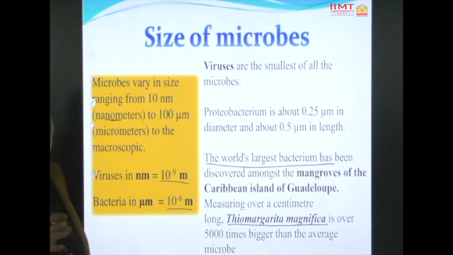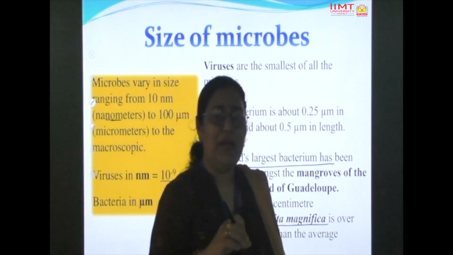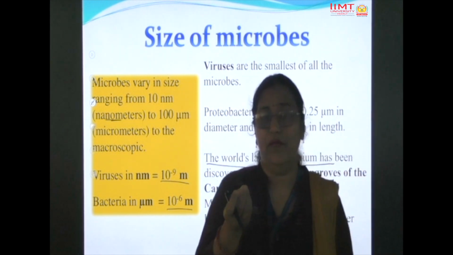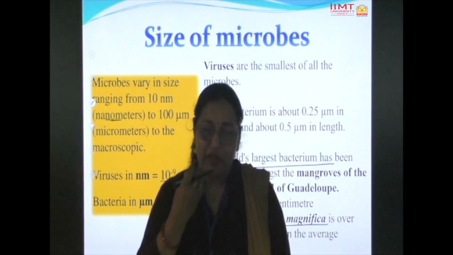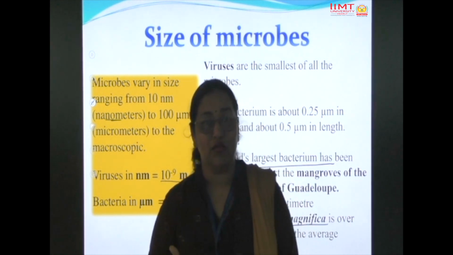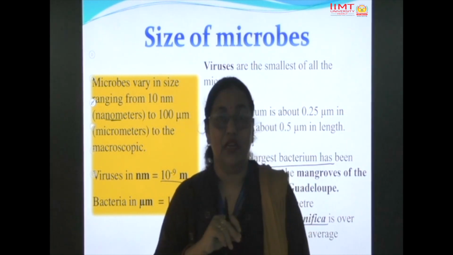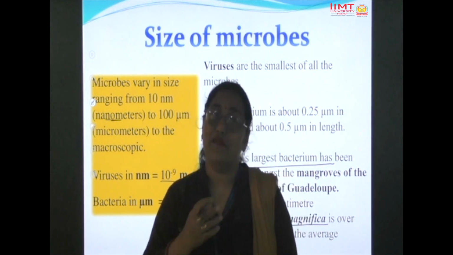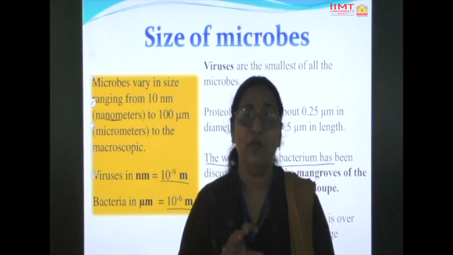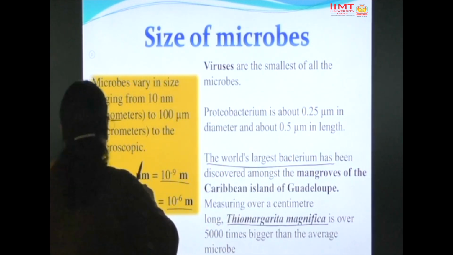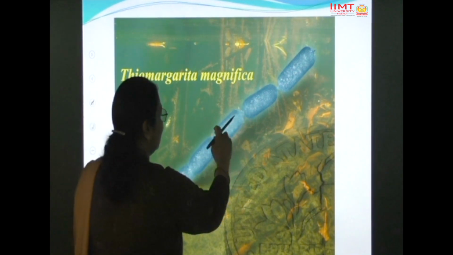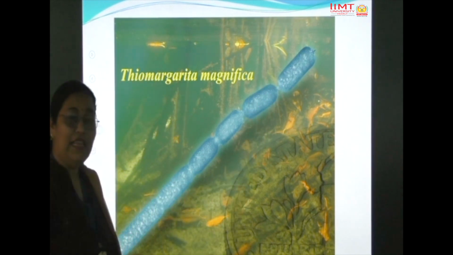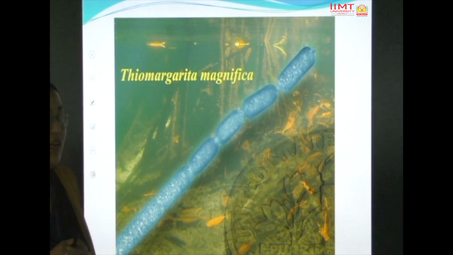So it is not the case that all microbes are small. If you see this Agaricus mushroom, it is a microorganism. We eat it, and we can see it without any microscope. But to study its features, its life cycle, its various aspects, we need a microscope. This is an image showing Thiomargarita magnifica. You can see that it is filamentous, and these rods are large enough to be seen by the unaided eye without a microscope.